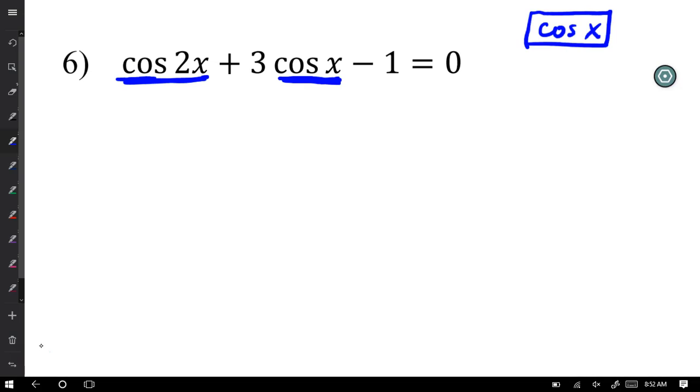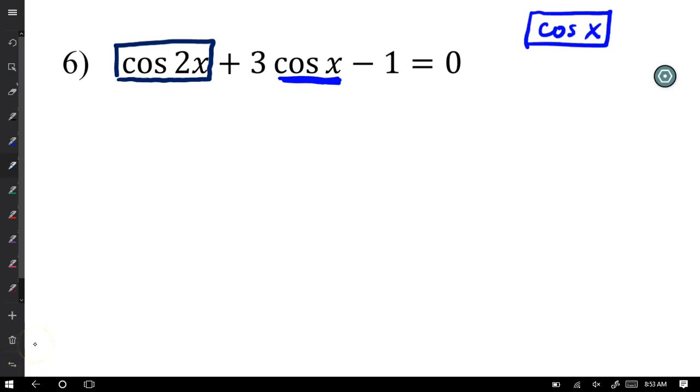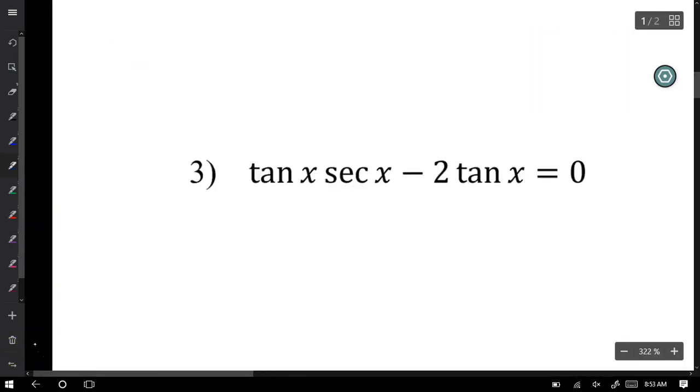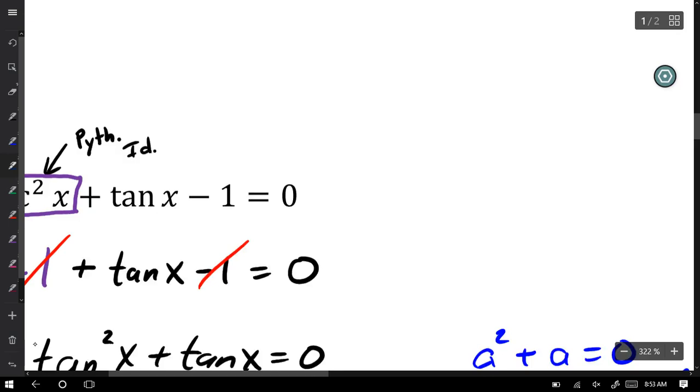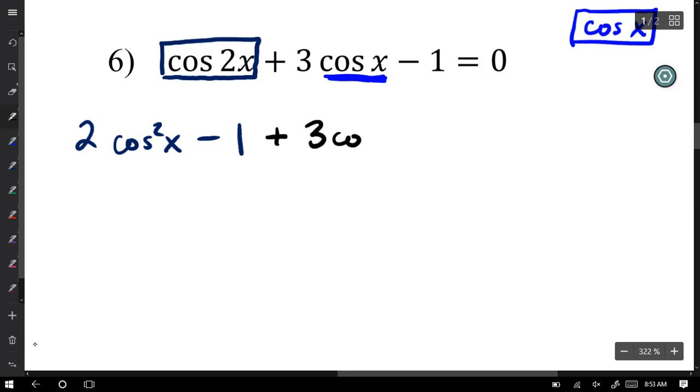And in that case, I'm going to use my double angle theorem for cosine. Cosine of 2x. We had a few different formulas that we could use to expand. The one I'm going to use for this is going to be 2 cosine squared of x minus 1. And the reason why I'm using that one is because then I get it in terms of cosine of x. I have the same term. So plus 3 cosine of x minus 1 equals 0.